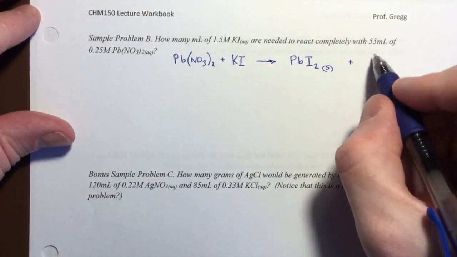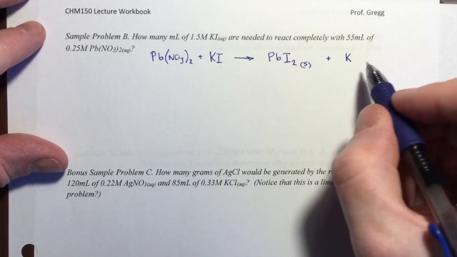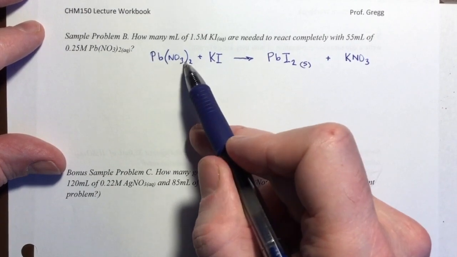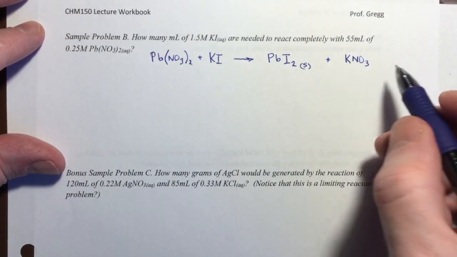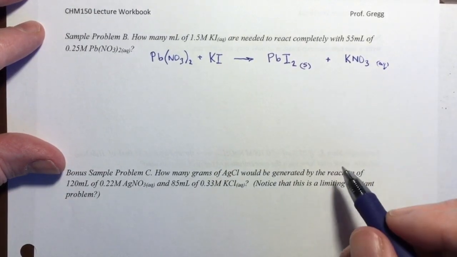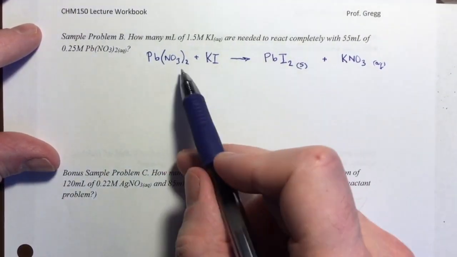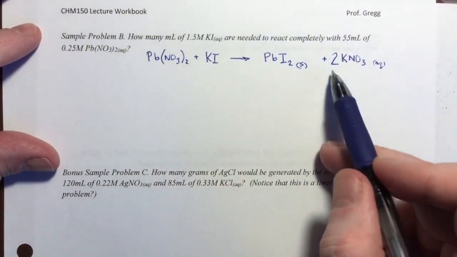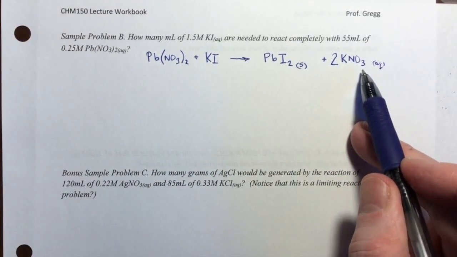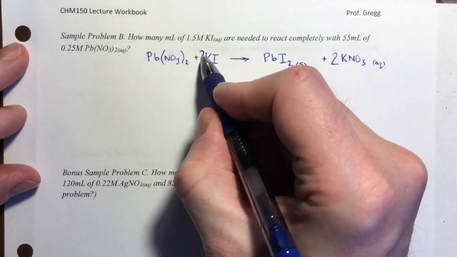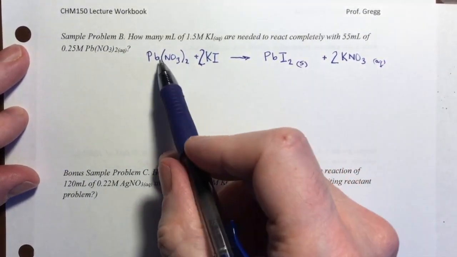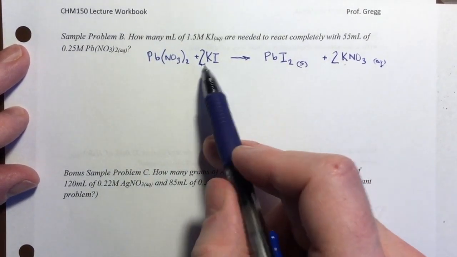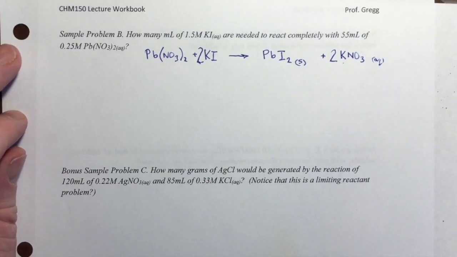And then potassium pairs up with nitrate. Potassium is a +1, nitrate is a -1, so I only need one of each, so I do not have parentheses or more than one nitrate there. And by the way, that is aqueous. Balancing the equation, 1 lead, 2 nitrates, 1 nitrate, so I need 2 nitrates. 1 lead, 2 nitrates, 2 nitrates. 1 potassium, 2 potassiums. So I have 2 potassiums now. 1 lead, 2 nitrates, 2 nitrates, 2 potassiums, 2 potassiums, 2 iodides, 2 iodides, and it's balanced.